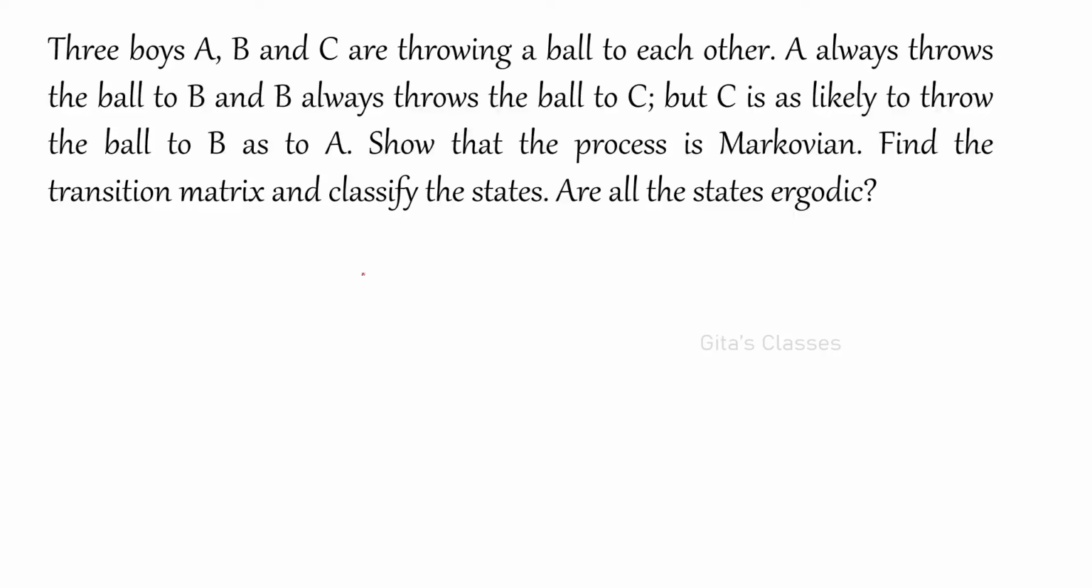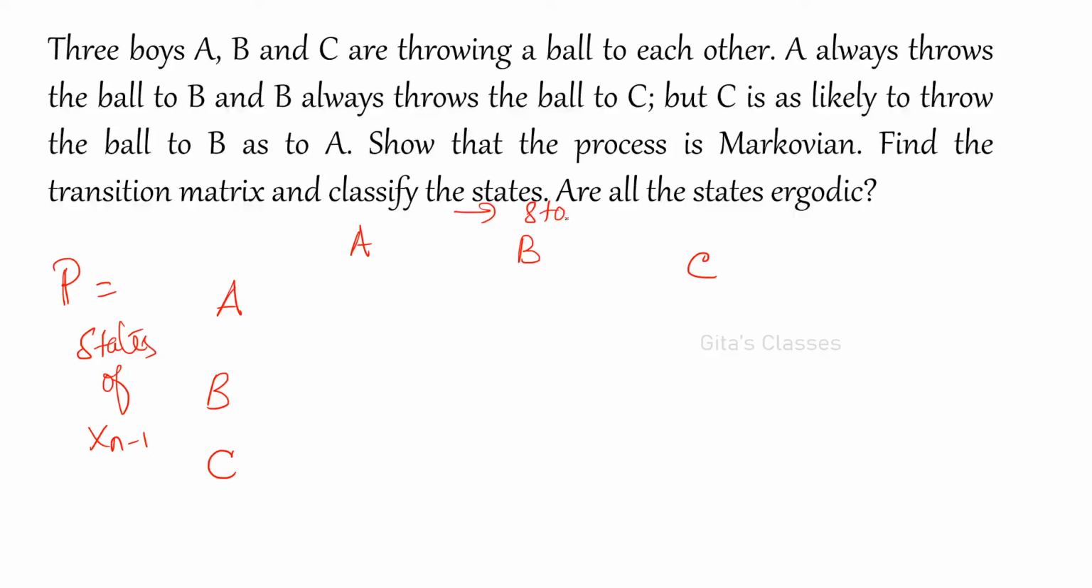Now I am considering A, B, C. There are 3 states, right? So first let us write the matrix and I'll show you that this is Markovian. So here let us consider this is our TPM P, and here I am going to consider states of Xn minus 1, and here I am going to write states of Xn.